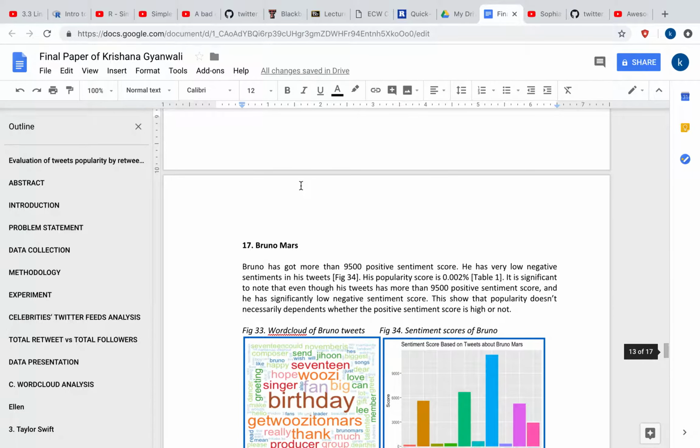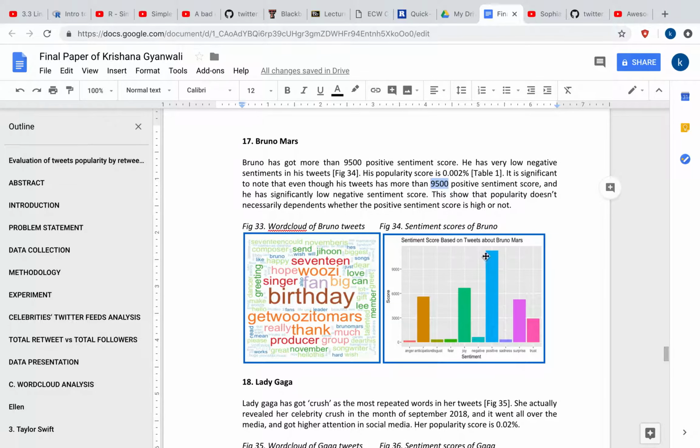And then Bruno Mars has 0.02% popularity. But one thing to notice here is he has a 9,500 positive sentiment score. If we see this data, the sentiment score of his other tweets earlier and this one is a lot different. He has nominal negative tweets, and higher positive tweets. He has higher joy. He has higher anticipation. He has less anger, less disgust, less fear, less sadness, and moderate surprise. He has moderate trust. But why is he not popular?